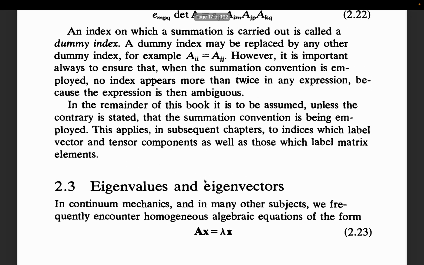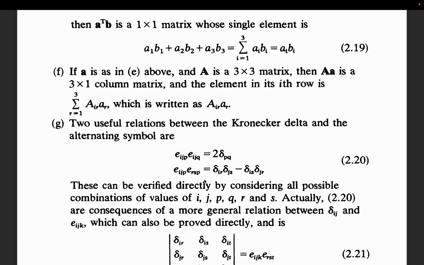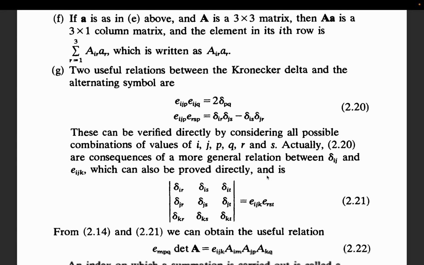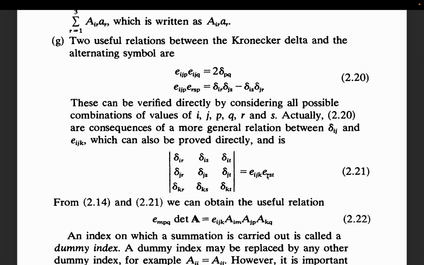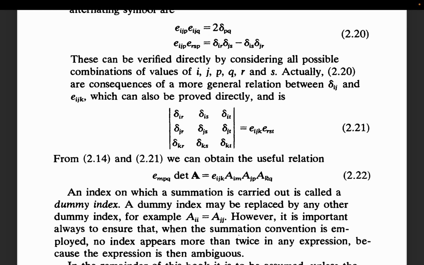We also have some expressions for Levi-Civita symbols. These are the useful relations. Epsilon_ijp epsilon_ijq gives 2 delta_pq, and epsilon_ijp epsilon_rsp gives delta_ir delta_js minus delta_is delta_jr. This is the relation between the Levi-Civita symbols and the Kronecker delta. And we can write the determinant in terms of the elements of the matrix A using Levi-Civita symbols without using any summation symbol, because if any index is repeated, you have to take the sum.